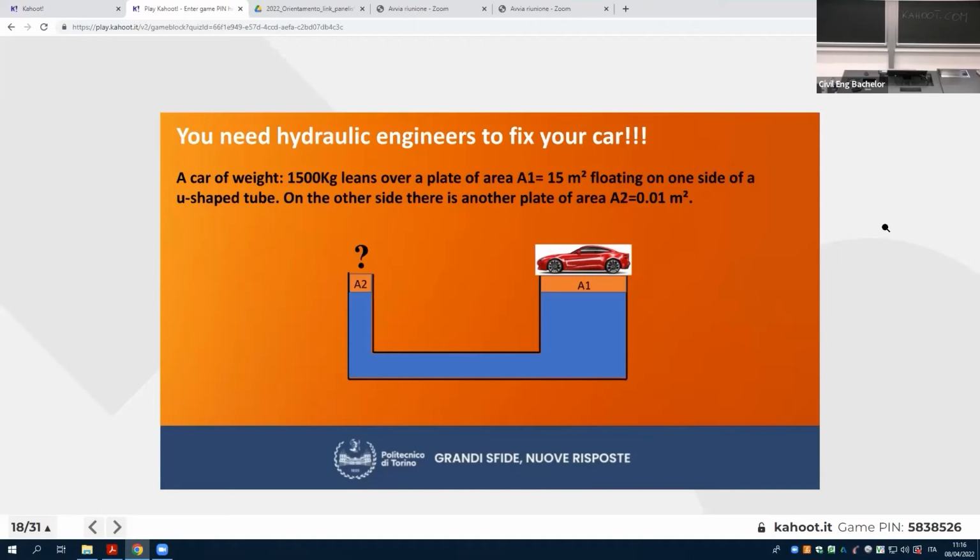A car of weight 1,500 kilograms leans over a plate of area A1, 15 square meters. Okay, and on the other side, you have a U-shaped tube which is filled with water. The blue thing here is water. And on the other side, on another plate, which is A2 with an area of 0.01 square meters, something like that. Okay.